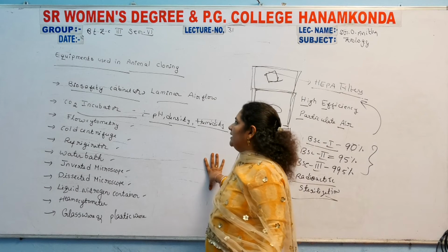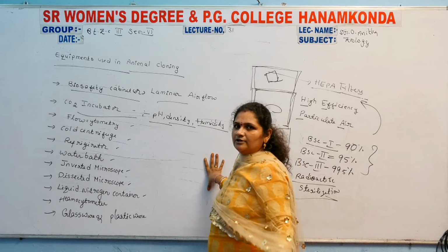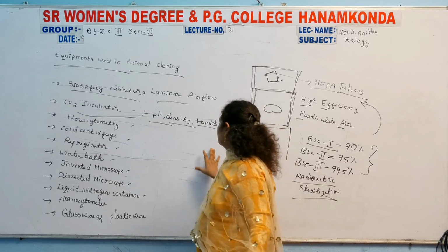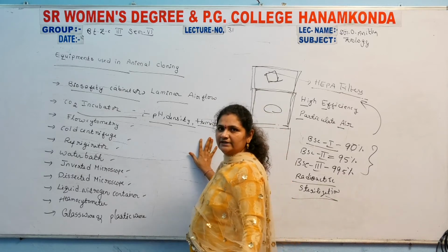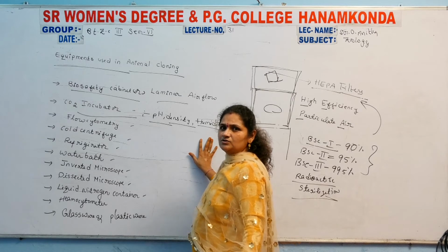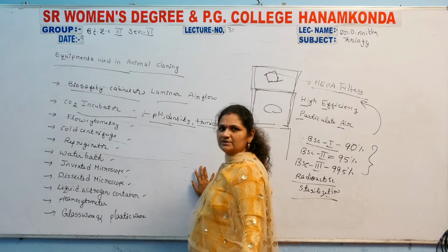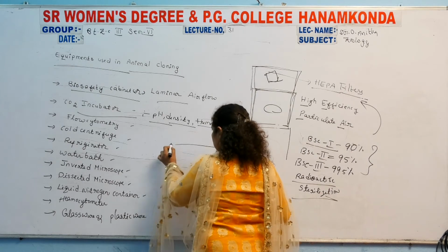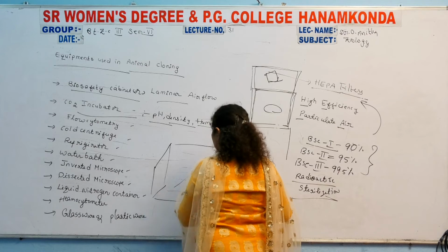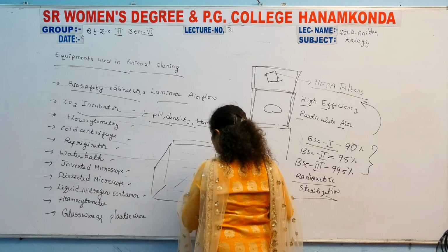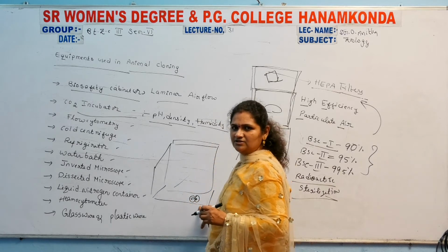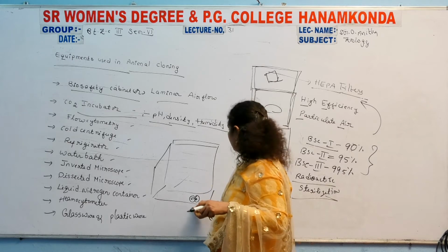It mainly keeps the hydrogen ion concentration balanced. The pH is maintained, and sufficient humidity is also provided inside this incubator. The CO2 incubator is also represented like a chamber. It is represented like this. It possesses this type of chamber. Here are the operating buttons, a button to switch the temperature on, and another button to increase or decrease the temperature.